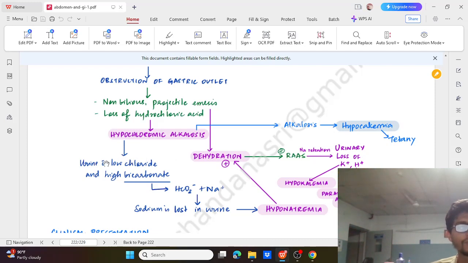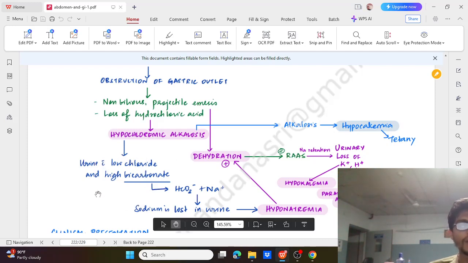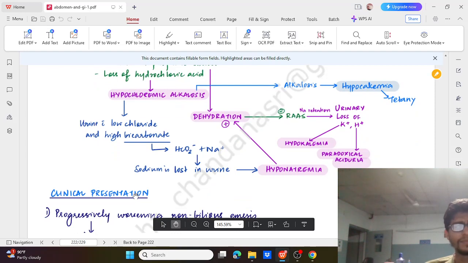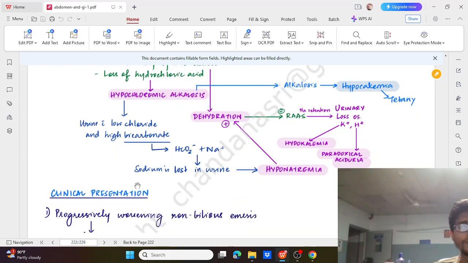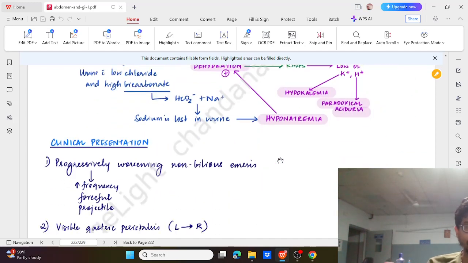With loss of chloride, the urine will be low in chloride and high in bicarbonate. So bicarbonate and sodium will be lost in urine, resulting in hyponatremia, and that will cause further dehydration. Dehydration will result in activation of the RAAS system, causing sodium retention, and to retain the sodium there will be urinary loss of potassium and hydrogen, causing hypokalemia and paradoxical aciduria. So this will be the metabolic picture.